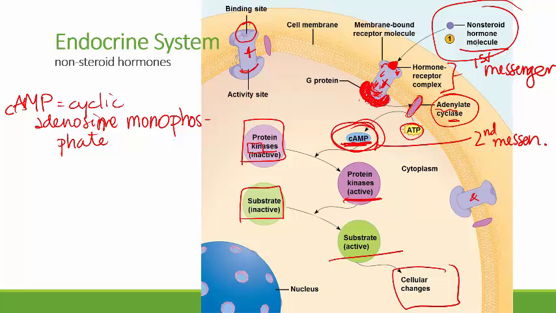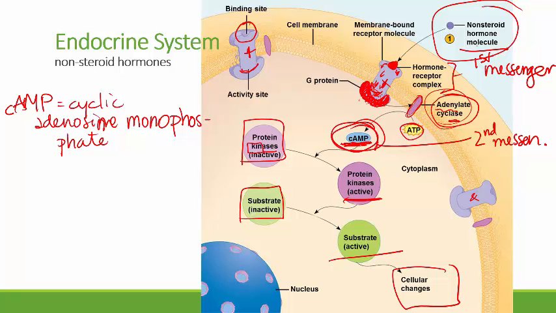A non-steroid hormone, because it can't slip through the cell membrane, will instead bind at a receptor found in the cell membrane. The receptor becomes active, or the activity site changes. That activates a G protein. The G protein then excites adenylate cyclase, a nearby enzyme, and allows it to convert ATP into the second messenger, cyclic AMP.